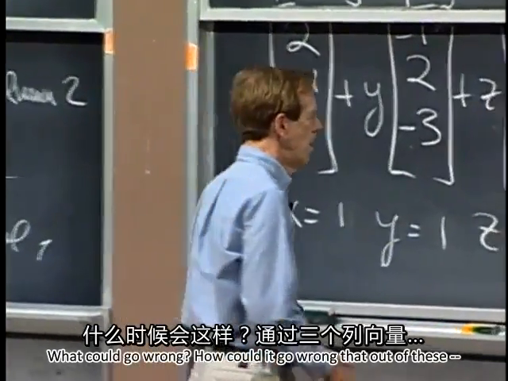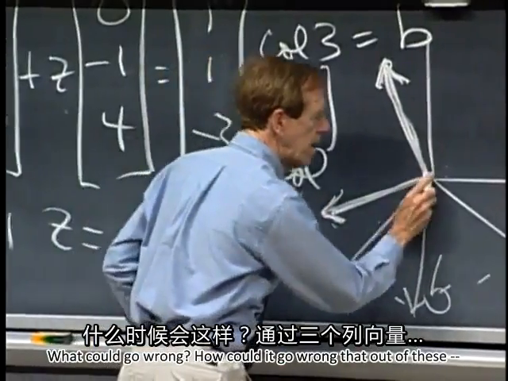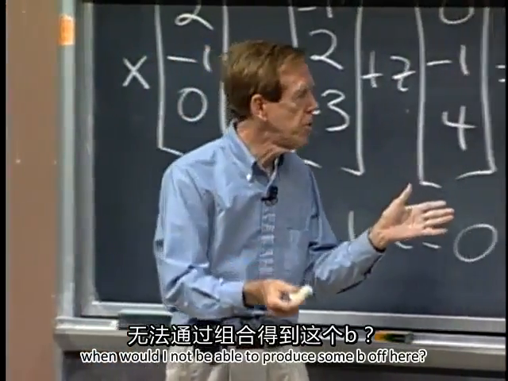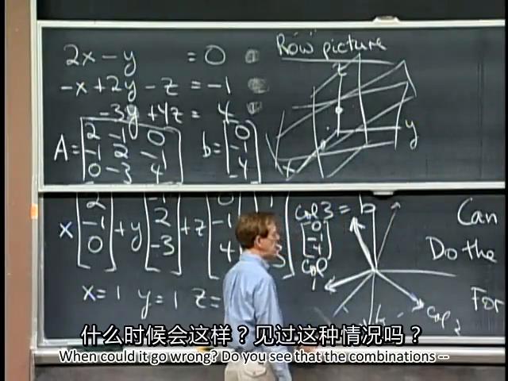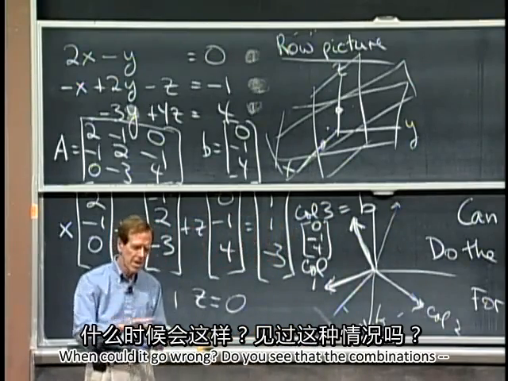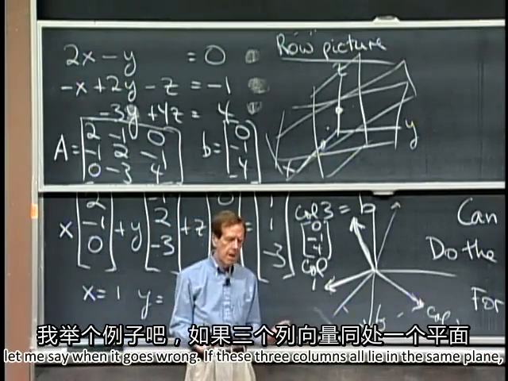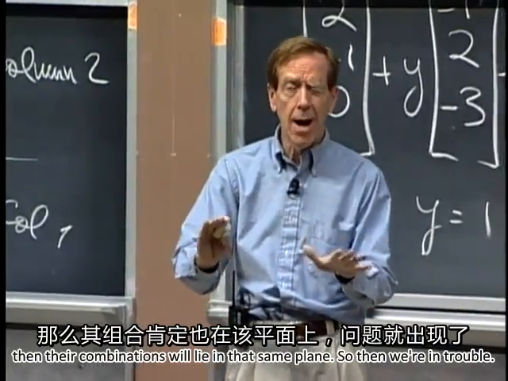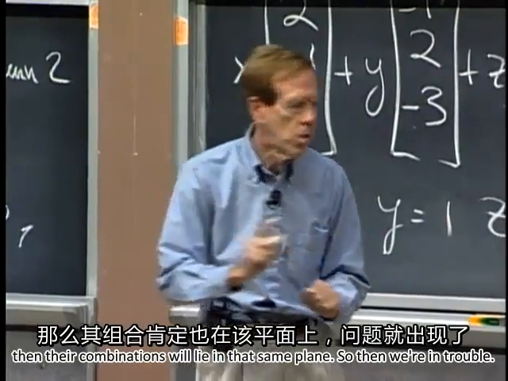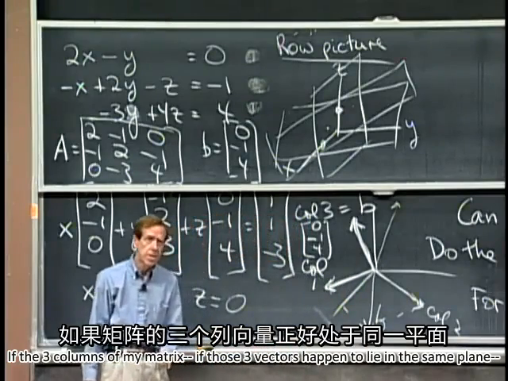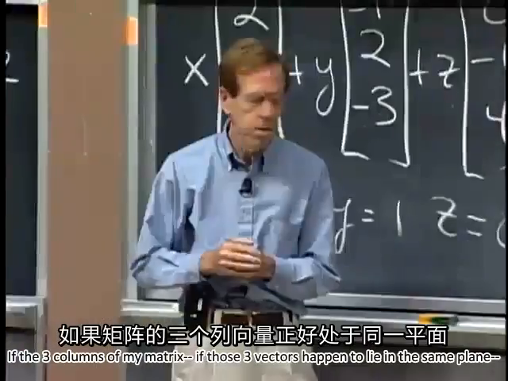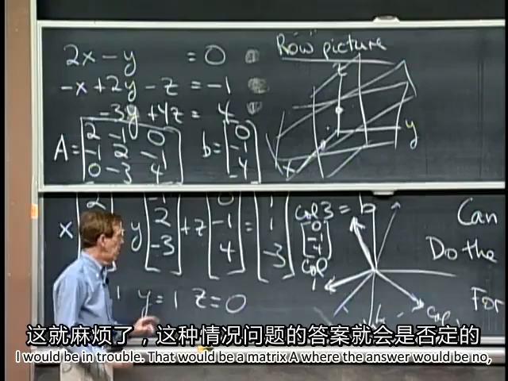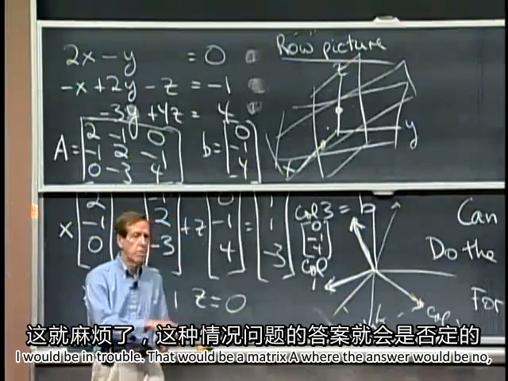What could go wrong? Out of three columns and all their combinations, when would I not be able to produce some B? Let me say when it goes wrong. If these three columns all lie in the same plane, then their combinations will lie in that same plane. So then we're in trouble. If the three vectors happen to lie in the same plane, for example, if column 3 is just the sum of column 1 and column 2, I would be in trouble. That would be a matrix A where the answer would be no.